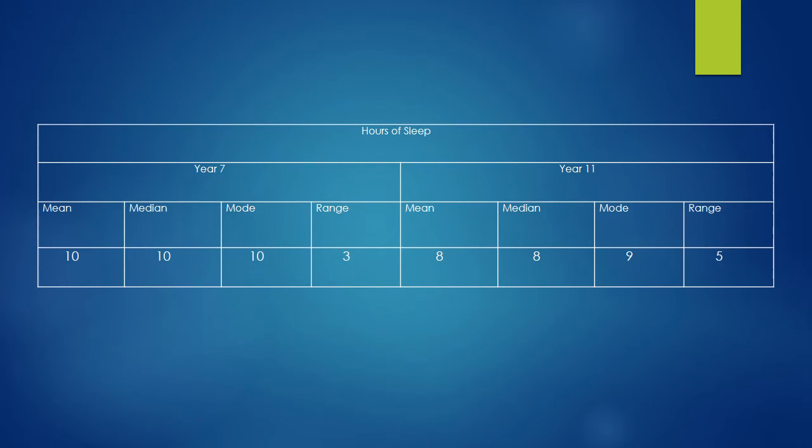This table is effective in representing the key aspects from the data that we had selected. It shows the mean, median, mode and range for both sets of data, allowing us to easily view what the average amount of sleep for both groups is.